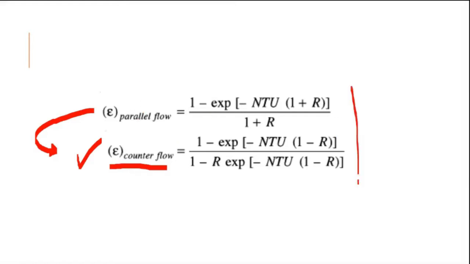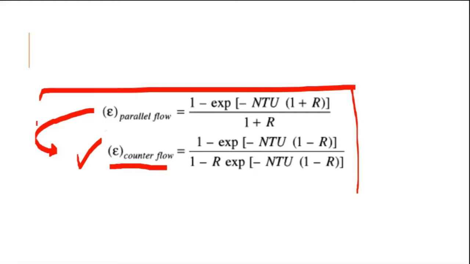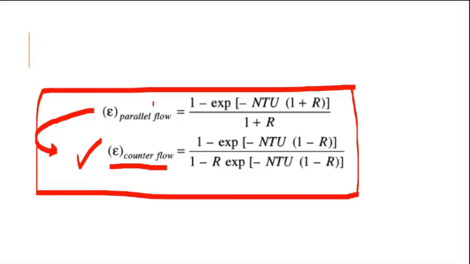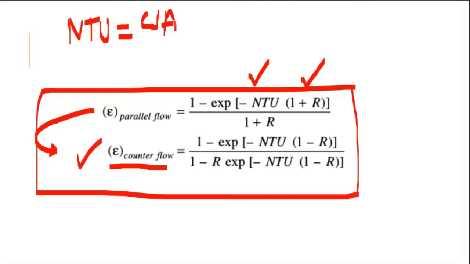Now, these are the two relations which we will be getting for both the cases. Effectiveness of a parallel flow heat exchanger is given by 1 minus exponential of minus NTU multiplied by (1 plus R), whole divided by 1 plus R. Now, NTU is given by UA divided by C minimum.